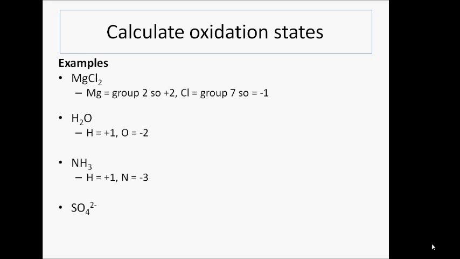Hopefully you can tell from your maths that in order to go from 8- to 2-, you have to add 6. So the sulfur becomes +6. The oxygen is -2, but there's 4 of them, so it's 8-. The sulfur is +6, and that will overall give you your -2 charge.